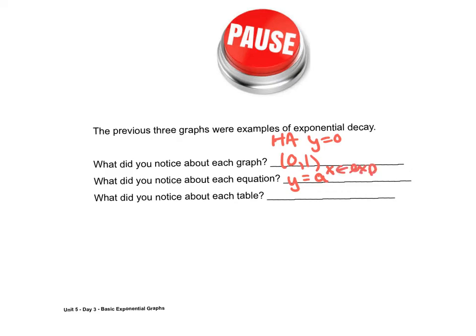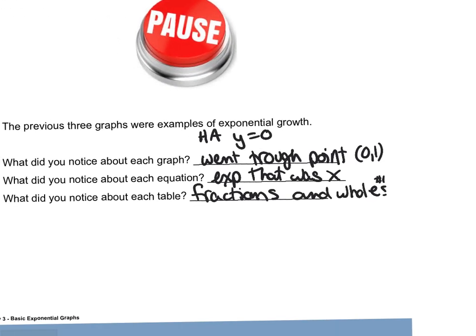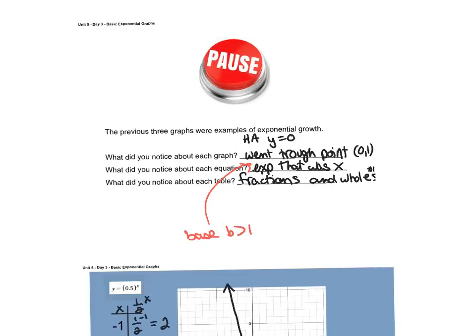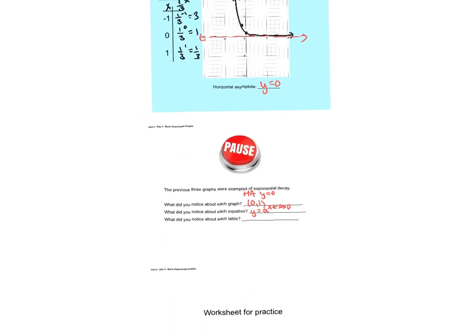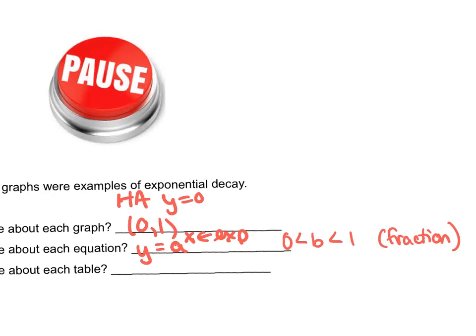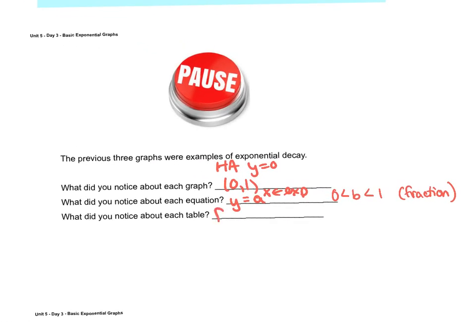And we should say that in all of our growth, where the exponent was an x, that also meant that the base was bigger than 1, where in decay, the base was between 0 and 1, a fraction or decimal that's between 0 and 1. And what do you notice about each table? That there are fractions and whole numbers.